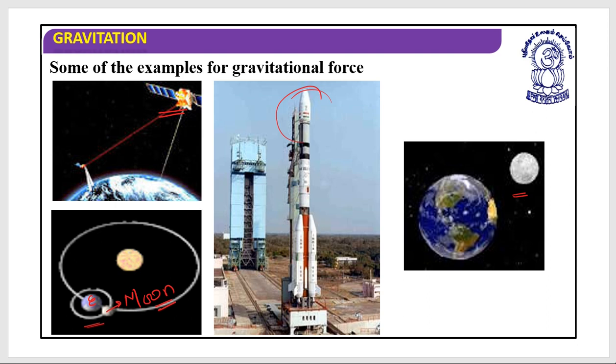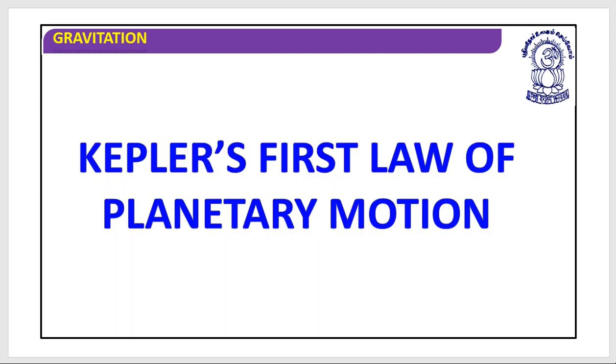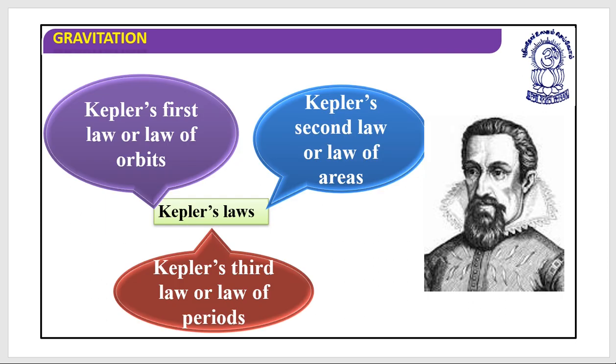Before we begin with the gravitational force, first we need to understand Kepler's laws of planetary motion. So let's begin. A scientist named Kepler has given us laws which help us understand planetary motion. He has given three laws. Kepler's first law, or the law of orbits. Kepler's second law, or the law of areas. Kepler's third law, or the law of time periods.